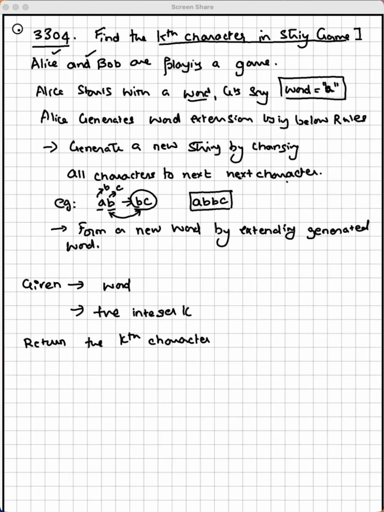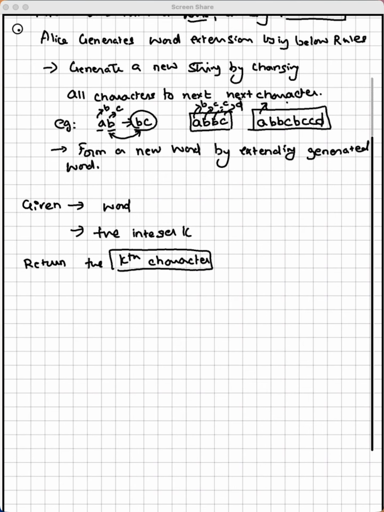Now the process repeats. You take the output as the input again and take the next character of this. So we get B, here you get C, this gives C, this gives D. Now concatenate that with the original word, you get ABBC and BCCD. And this process continues till we get to the kth character, and that is what we have to return in this problem. So the problem is quite straightforward. That's all there is to the logic.